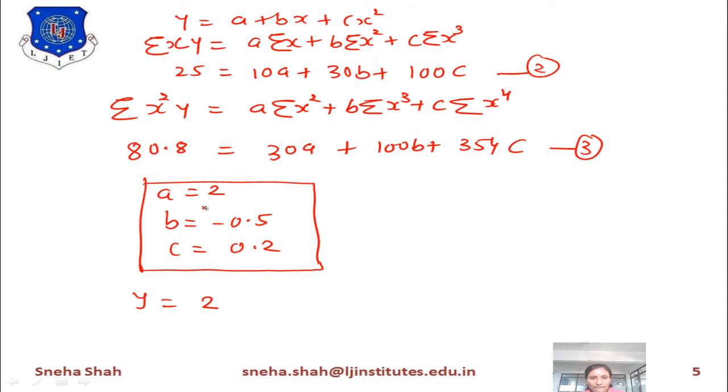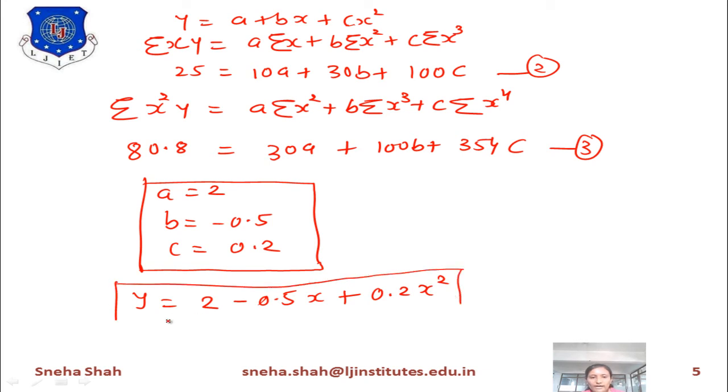Instead of a I will put 2, instead of b I will put minus 0.5 into x, plus instead of c I will put 0.2, so 0.2 x square. So this is your final answer after approximation. So this one is curve fitting in terms of a parabola.